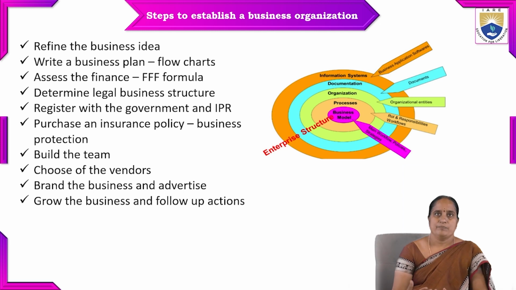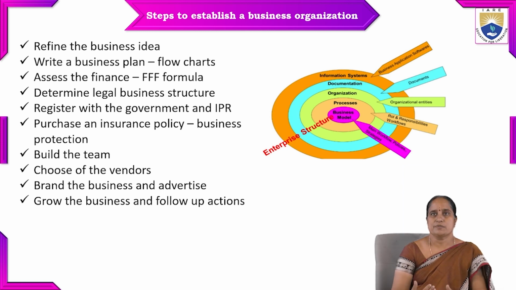So, based on the legal formalities, for example, partnership form you take, it should be registered under the Partnership Act 1932. If it is a joint stock company, it must and should register under the 1956 Companies Act. So, register with the government and IPR. The same thing, we have to register with the register of companies, and also we should get patent rights on the business, whatever product you are going to produce, whether it is a physical good or a service, and purchase an insurance policy for business protection.